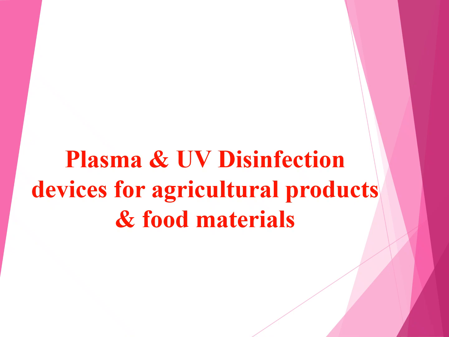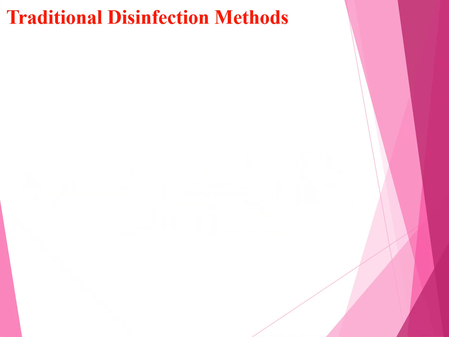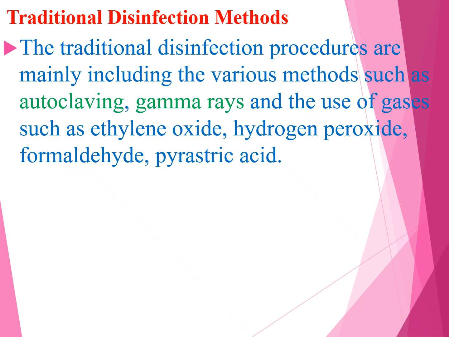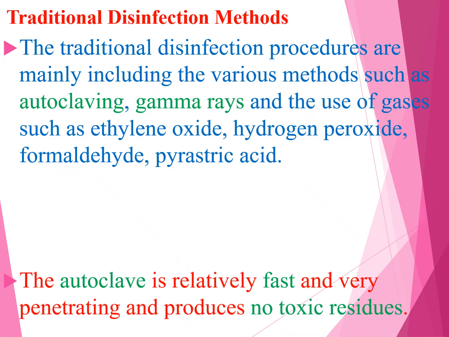Hello everyone. I want to have an interesting talk about plasma and UV disinfection devices for agricultural products and food materials. Let's have an initial talk about the traditional disinfection methods. These traditional methods mainly include autoclaving, gamma rays, and also using different gases such as ethylene oxide, hydrogen peroxide, formaldehyde, and peracetic acid, and different disinfection agents.